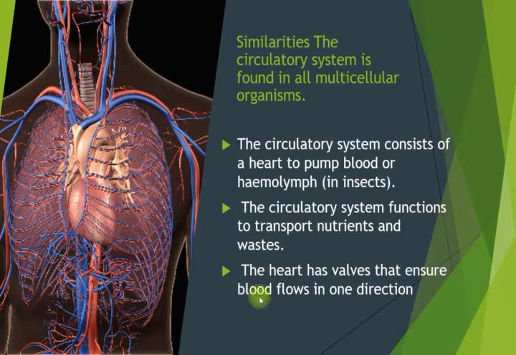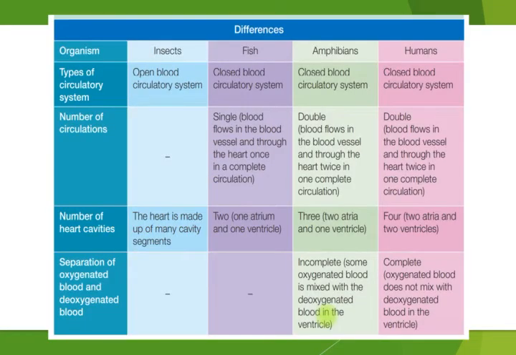The third similarity, the heart has valves that ensure the blood flows in one direction. So that is what is referred to as the similarities of the circulatory system in multicellular organisms.